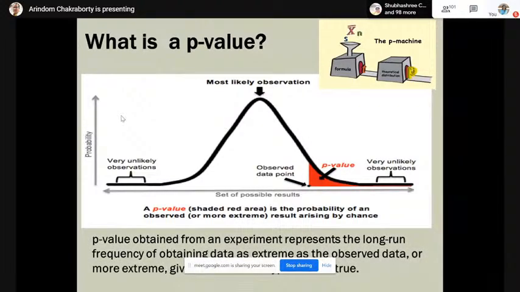A p-value obtained from an experiment represents the long-run frequency of obtaining data as extreme as the observed data, or more extreme, given that the null hypothesis is true.